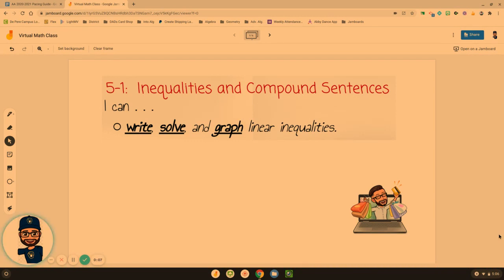Today we're going to dive into Chapter 5, Lesson 1 on inequalities in compound sentences. Compound sentences are kind of the newer piece to this information. We're really looking at, can you write, solve, and graph linear inequalities? The key here being inequalities, where we've done a lot with equations last week, leading in the week before. So now we're going to jump into these inequalities.